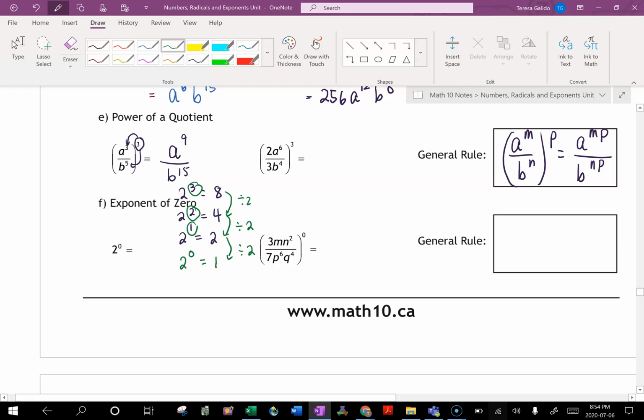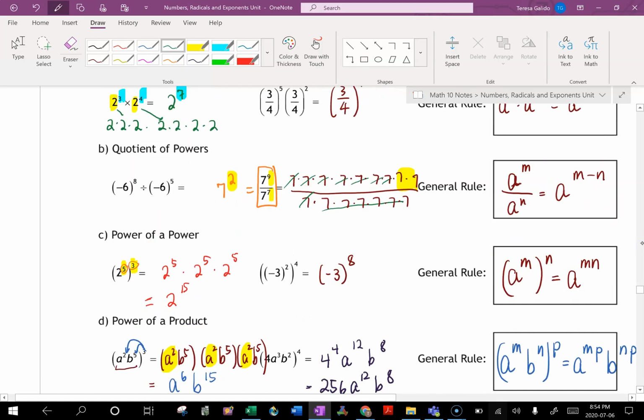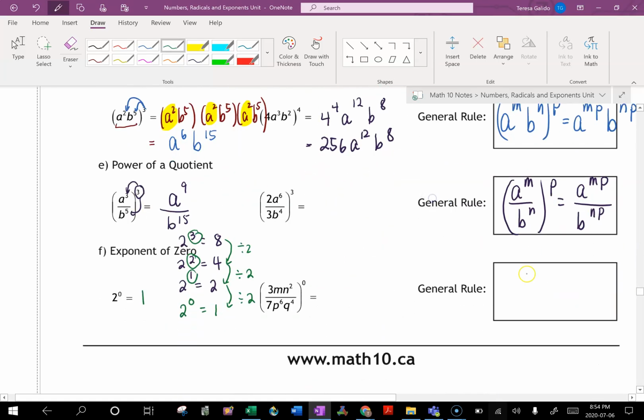And you can explore also 3 to the 1, 3 to the 2, or the second power, 3 to the third power, and then 3 to the 0. They're all going to be equal to 1. So this expression here will be equal to 1. Therefore, any expression raised to the power of 0 is always going to be equal to 1.